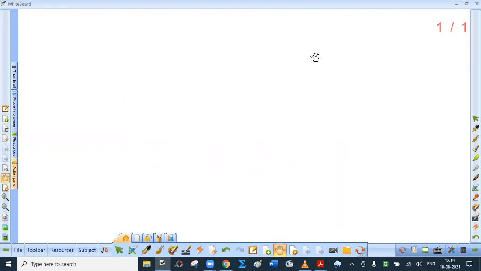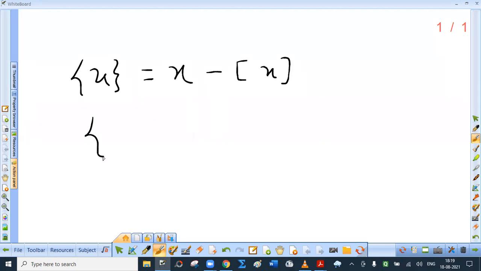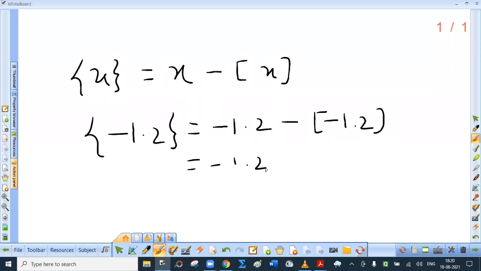Then fractional part function. How it is defined? Basically, it is denoted by enclosing x in a curly bracket. So it is x minus step x. So what is fractional part of minus 1.2? As per definition, it is minus 1.2 minus step value of minus 1.2. Now step value of minus 1.2 is minus 2. So it is minus 1.2 plus 2, that is 0.8.